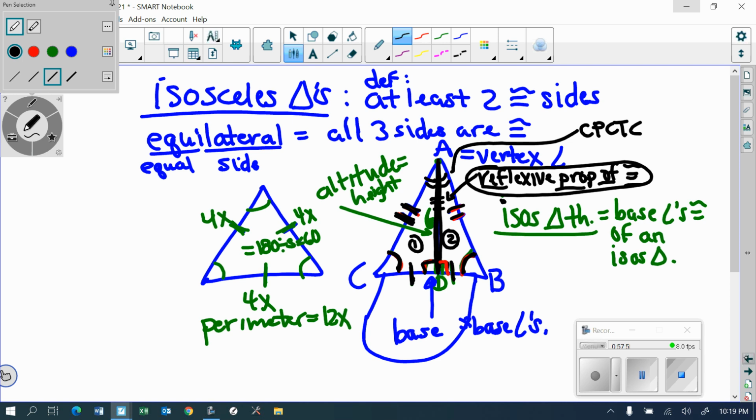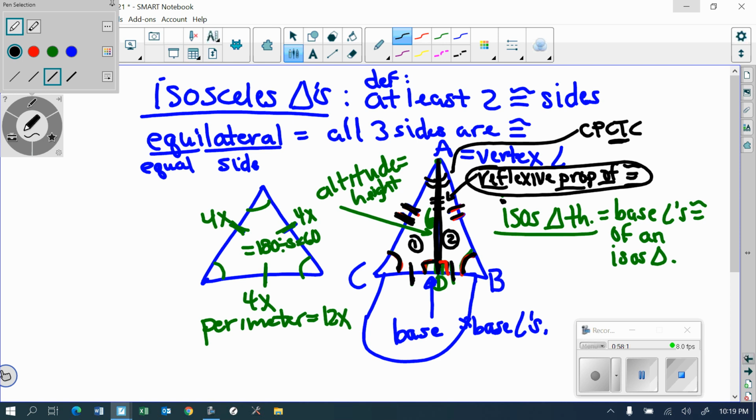So notice it says corresponding parts of congruent triangles. That means I already proved the triangles congruent. We just showed all 5 ways. Most of the time it's only one way you're going to prove it congruent, but in an isosceles triangle you can use all 5. Okay, that's why it's special, isosceles triangle.